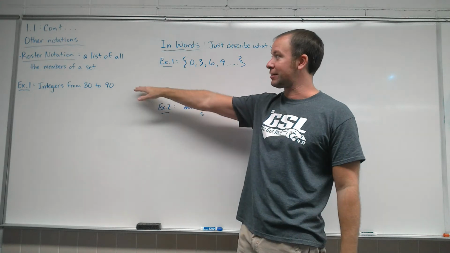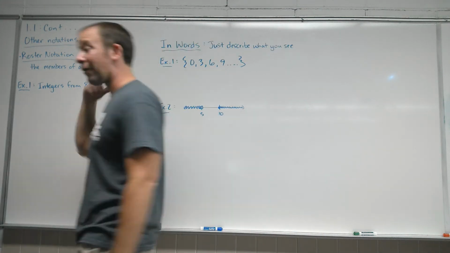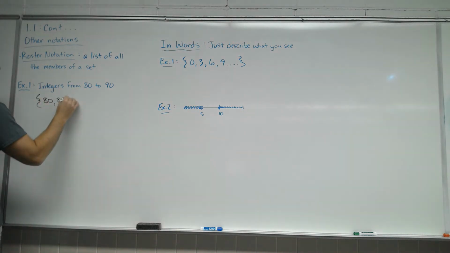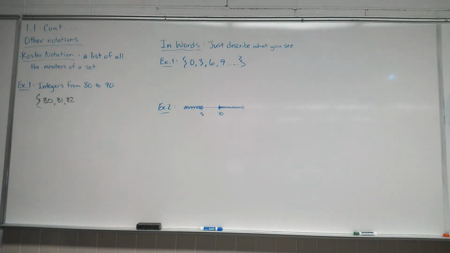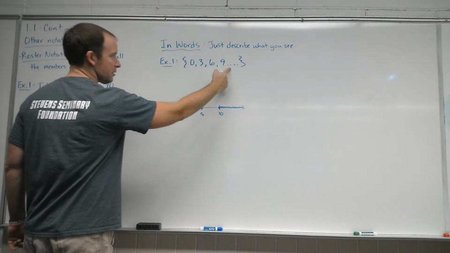Okay, so for example, if I wanted a list of the integers from 80 to 90, if I wanted to write out that roster, I use the brackets for a set. So use those brackets. So just start listing them. Integers, so 80, 81, 82. If it's a big enough set and it's something where you're going to get annoyed writing it all out, you can use the little dot, dot, dot thing.